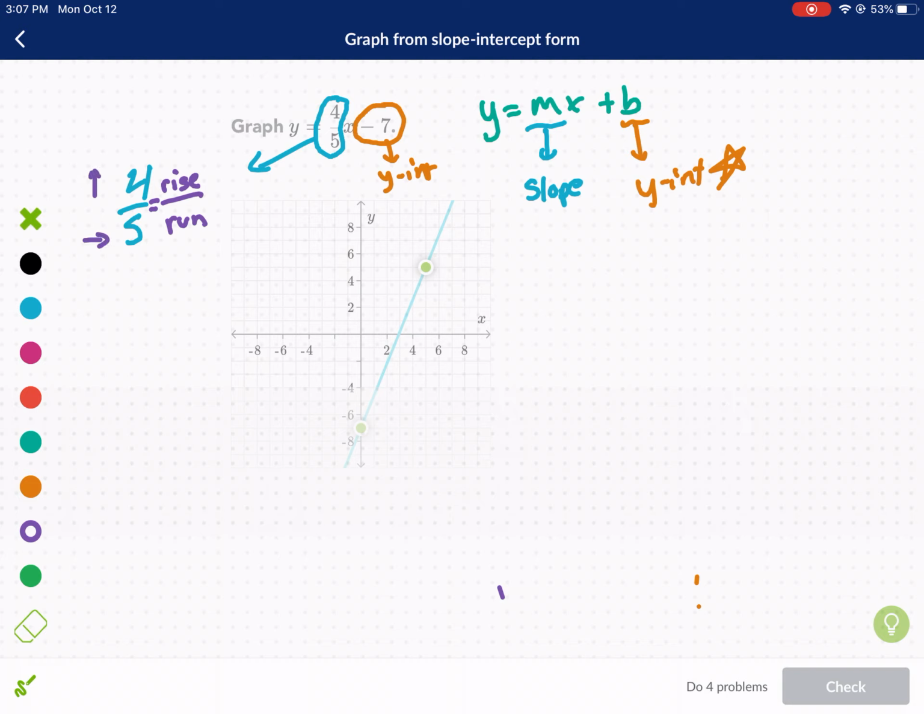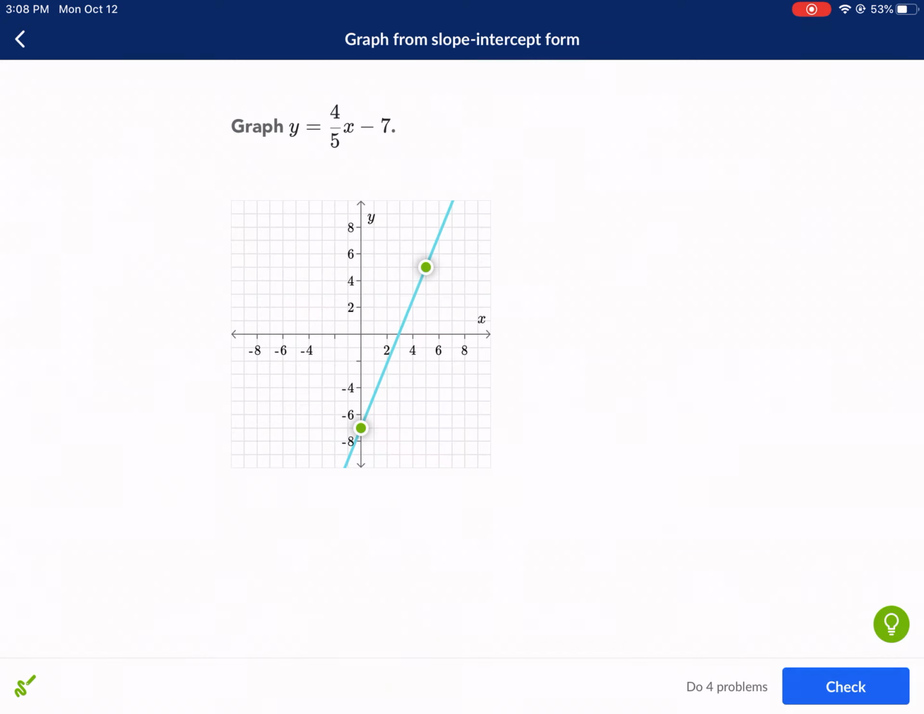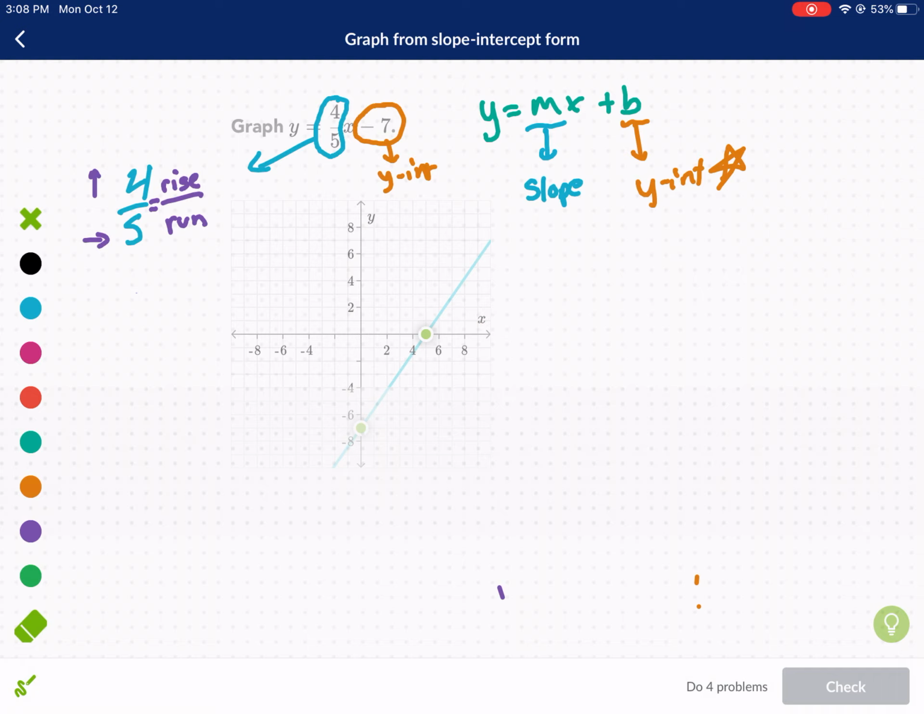I always like to make my rise either positive or negative and keep my run always positive, so I'm always moving left to right. That's just a side note for all those that are trying to follow along. So I'll go up 4 over 5. 1, 2, 3, 4. That's my rise of 4. And then my run of 1, 2, 3, 4, 5. So my run of 5. And that's where I end up.